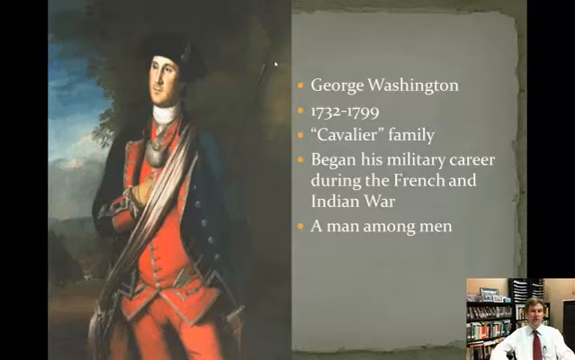He comes from a Cavalier family. He began his military career during the French and Indian War, and he was a man among men. In fact, Washington had a really interesting time before this. He spent a lot of time on the frontier as a surveyor. So here's a guy that was well acquainted with frontier life, even though he was a gentleman and the best dancer in the area, best athlete, well-mannered. Washington also was a real man. He went on the frontier, he knew how to hunt, he was a good soldier. So George Washington was a well-rounded individual.